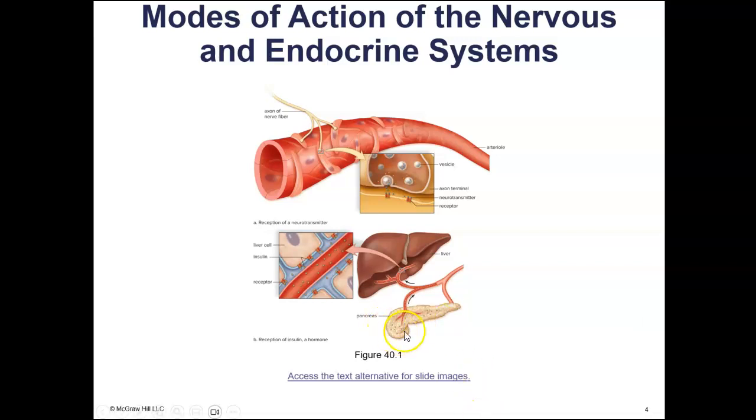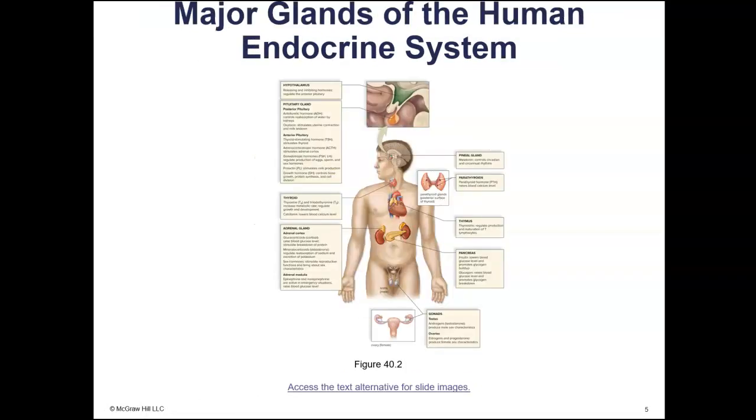So what you're seeing here is the pancreas is producing insulin, and that insulin is going through the bloodstream to the liver, and it's going to trigger those liver cells when the insulin binds to receptors on the surface of those liver cells. The liver cells will remove the glucose from your blood and store it as glycogen. So that's just one example.